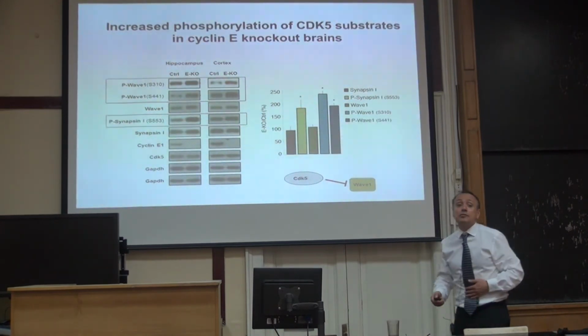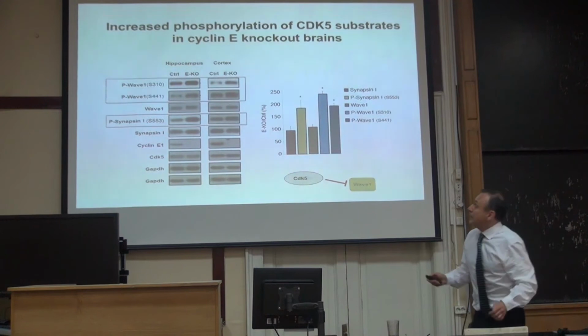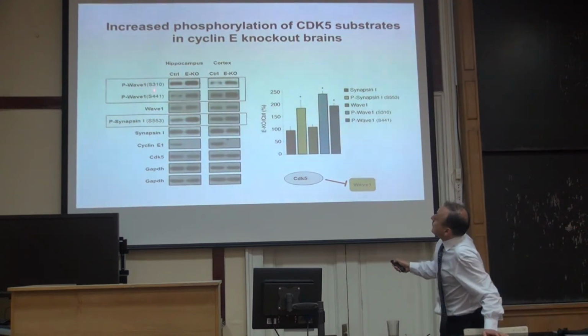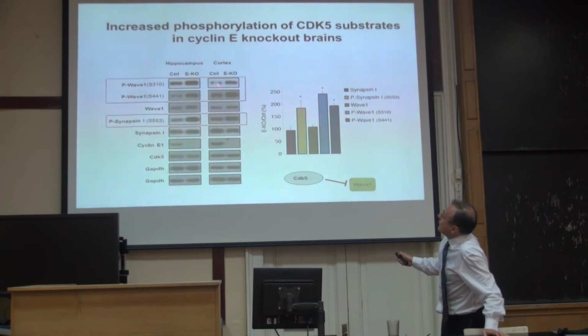So now we can look at the phosphorylation of those substrates, and this is using the phospho-specific antibody. So this is a protein called WAVE, this is phosphorylation in a control brain, and this is the cyclin E knockout brain. It's clearly higher. This is another site. This is control and cyclin E knockout, clearly higher. The level of the protein is not different, just the phosphorylation is different.